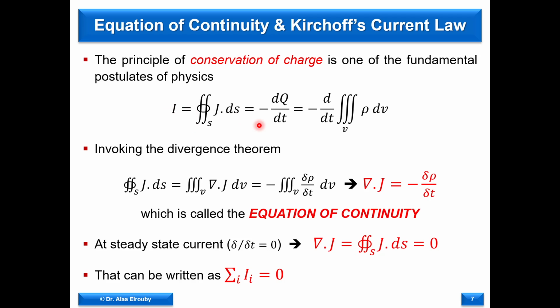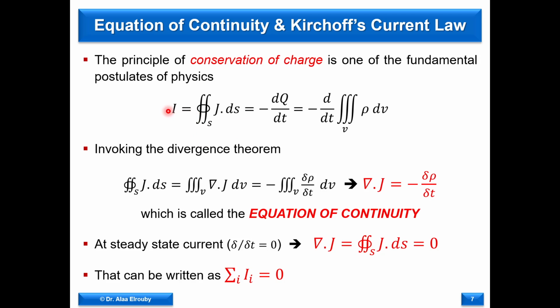So if the total charge in a volume changes, it means that some charges go out and they will create some current. We just said that the current I equals the integration of J dot dS, if we choose the arbitrary surface to be a closed surface. This means the total current going out of this surface is this quantity here.